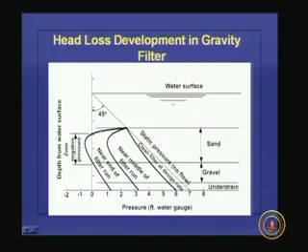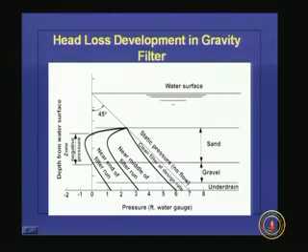So if you see the head loss development in the gravity filter, we can see this is the static pressure head. Okay, if you have a water column in a container, how is the pressure distributed? That is this one, a 45-degree line, and it is static pressure. Now flow is taking place, and this is the clean filter. Okay, the filter is there.